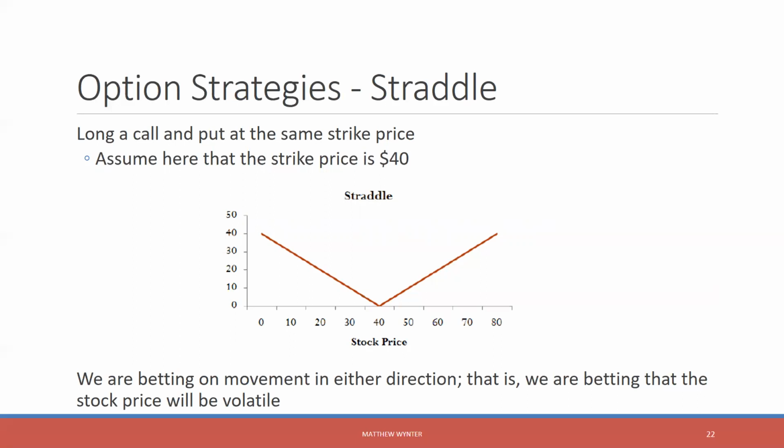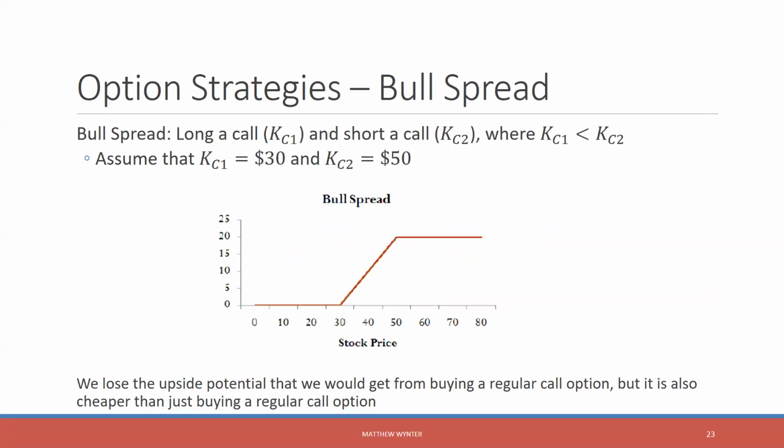So typically people will use a straddle strategy, especially around information events. Like if the firm is going to announce earnings, and you think they could be really good or really bad. You don't know, but you know it's going to move the stock price around.